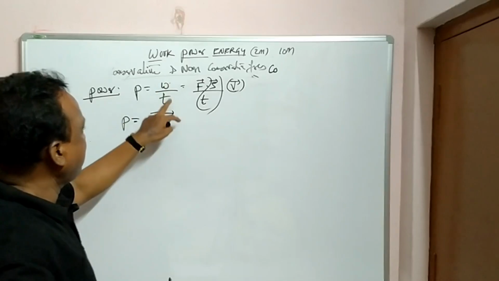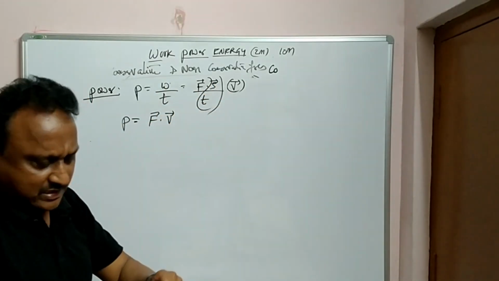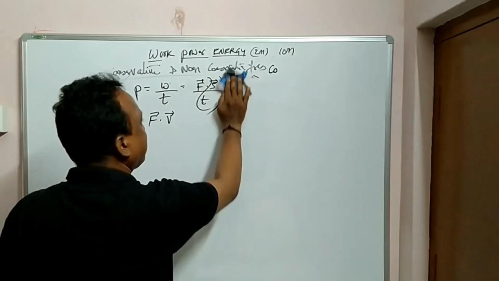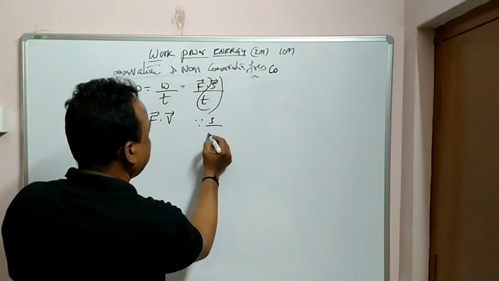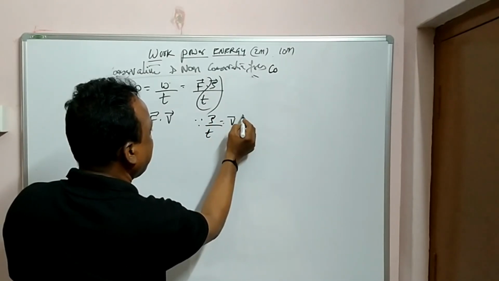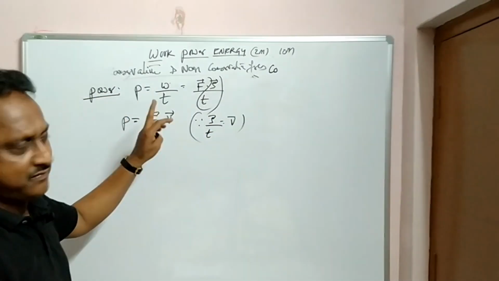Either you can write W by T or F dot S by T, because S by T is equal to V. Here S by T is nothing but V again. Therefore I'll write it here. Since S by T is equal to V, velocity, the rate of displacement, therefore power can be expressed as the dot product of force and velocity.